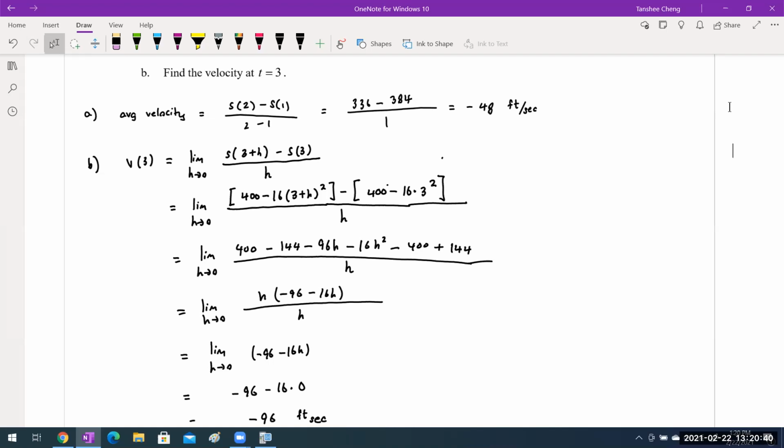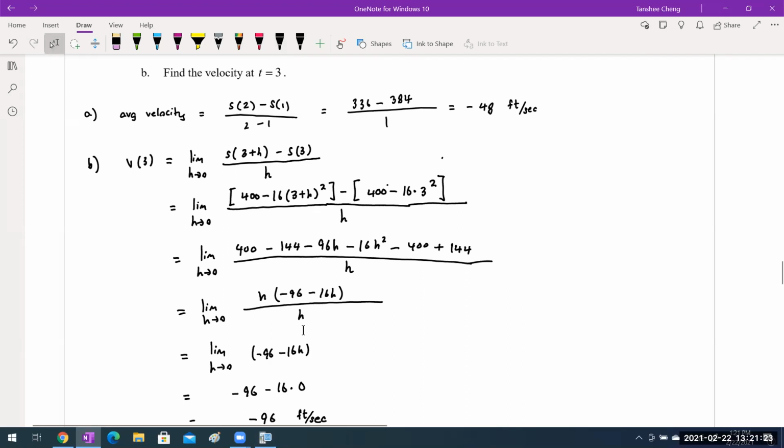Evaluating in the s function, we get 400 minus 16 times quantity 3 plus h squared, minus 400 minus 16 times 3 squared. Simplifying that, FOIL it, distribute the negative correctly, and after reducing the factor h, we get the limit as h approaches 0 of negative 96 minus 16h. Direct substitution is applicable at that point. So when I substitute 0, we get negative 96 feet per second. So after 3 seconds, this is the speed of falling down from the 400 feet skyscraper.